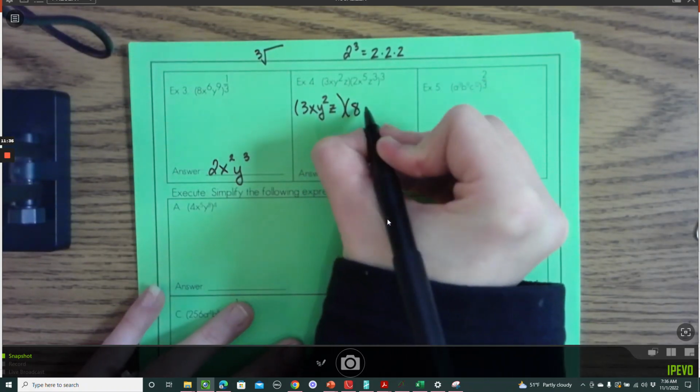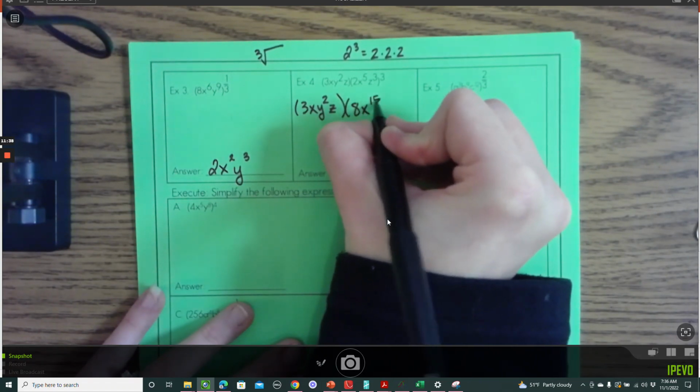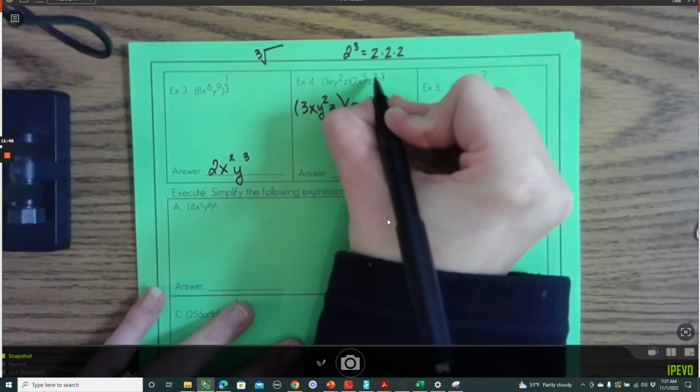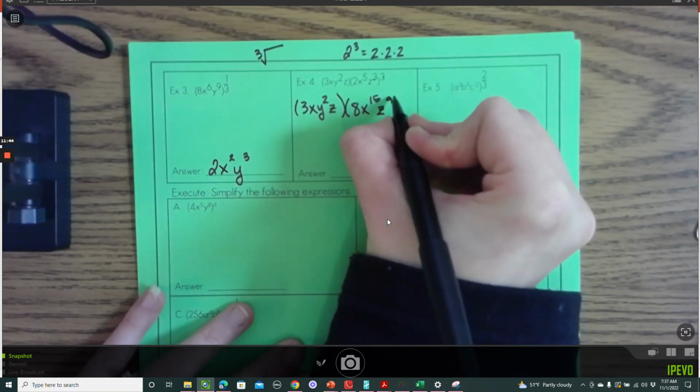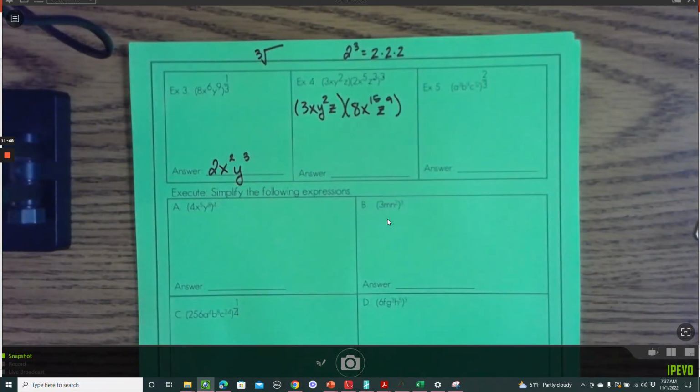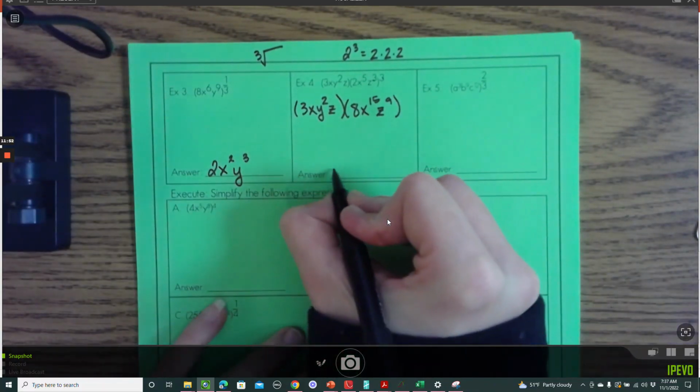X to the 5th to the third would be x to the 15th, 5 times 3. And then z to the third, 3 times 3 would give me a 9. Then I can go back and I can multiply. So 3 times 8 would give me 24.